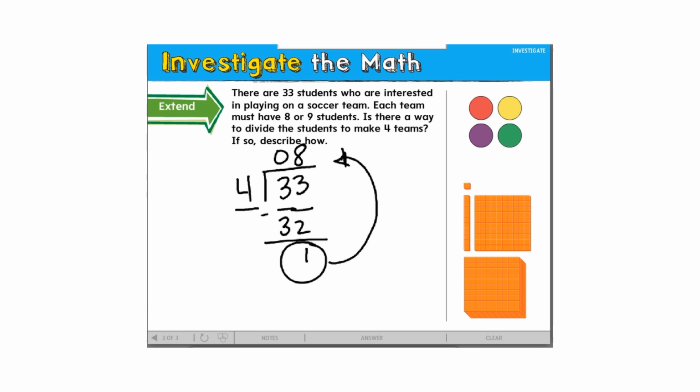Since 4 goes into 33 8 times, and then 8 times 4 is 32, that's how I got that extra 1 at the bottom. So because it fits 8 times, as Nolan said, I could make 3 teams that have 8 people. And then my 4th team is going to have this extra remainder person. So they would have 9. So yes, there is a way to make teams of 8 or 9 students. 3 teams would have 8.